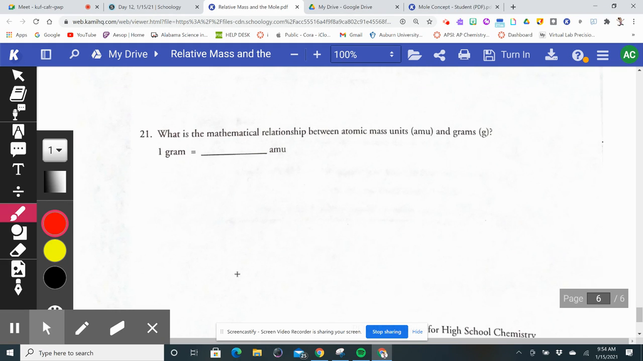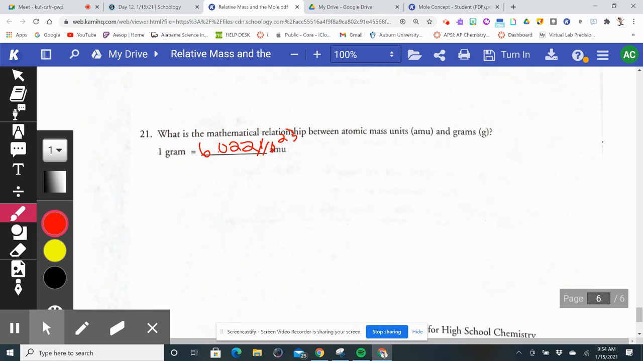They're not equal, because a gram is bigger. If a gram is bigger, they can't be equal, right? How many atomic mass units would it take to equal 1 gram? You said a lot, so I'm going to go with it's a lot. The only other big number that we've had in this is 6.022 times 10 to the 23rd. Okay, 1 gram of something is equal to approximately 6.022 times 10 to the 23rd atomic mass units.